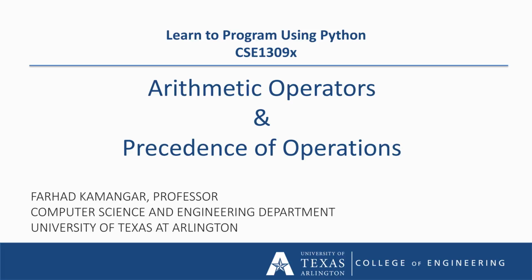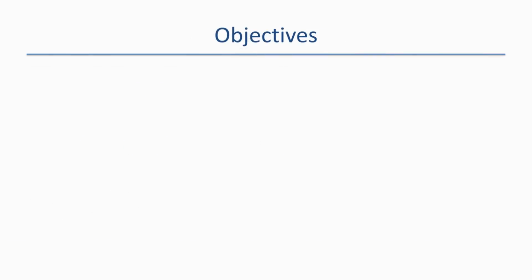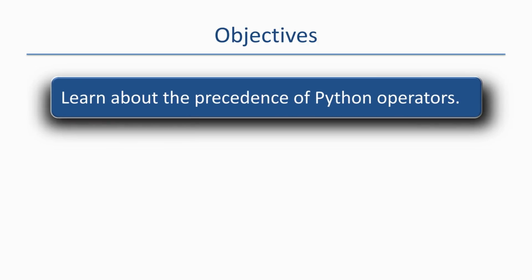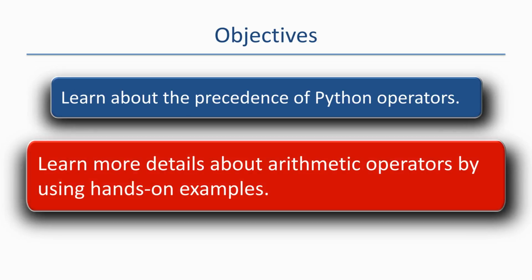The previous lesson was about Python operators and operands. This lesson is about the arithmetic operators and precedence of operations in Python. The objectives of this lesson are to learn about the precedence of Python operators and also learn more details about arithmetic operators by using hands-on examples.